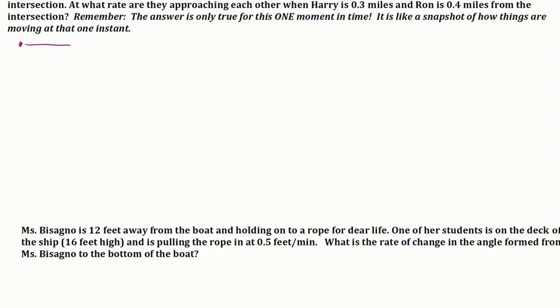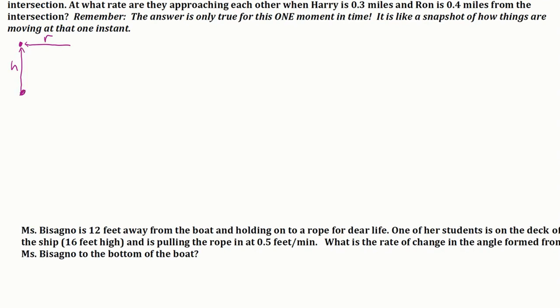So west. So I'm going to put an arrow here, but really it's a length. And then same thing here. And I'm going to label this R, and this is H. So R represents Ron's distance. H represents Harry's distance. They're heading towards a common intersection. At what rate are they approaching each other?